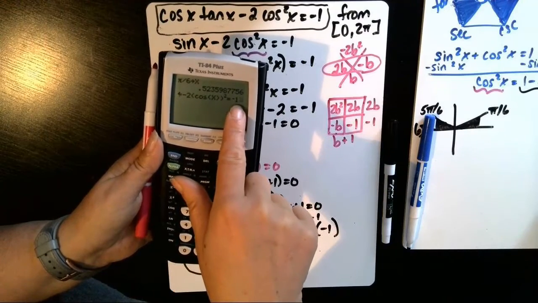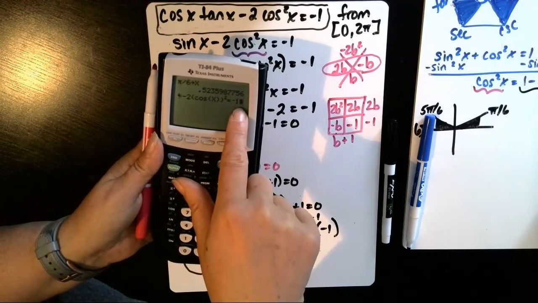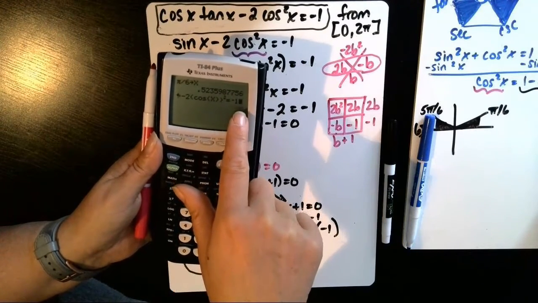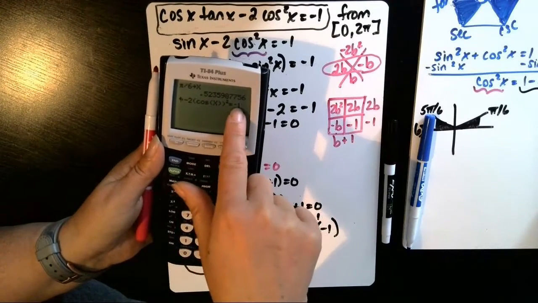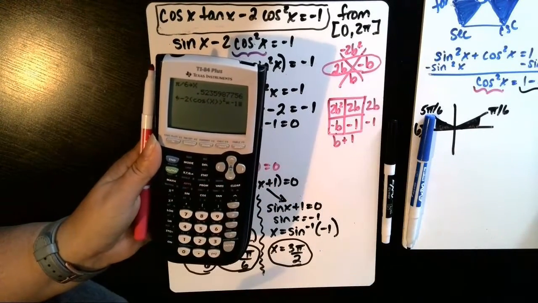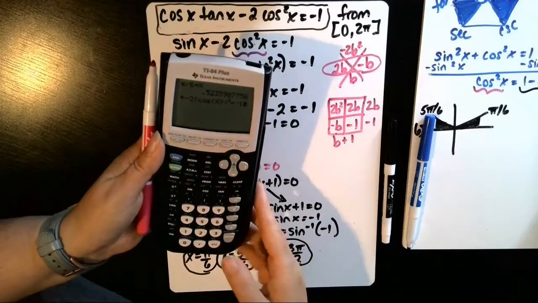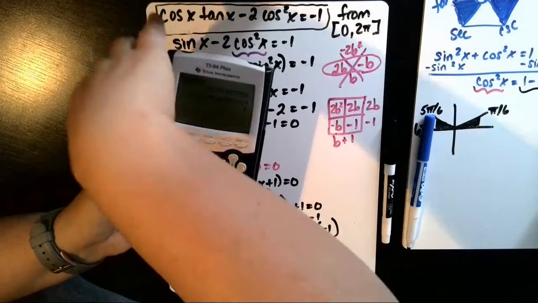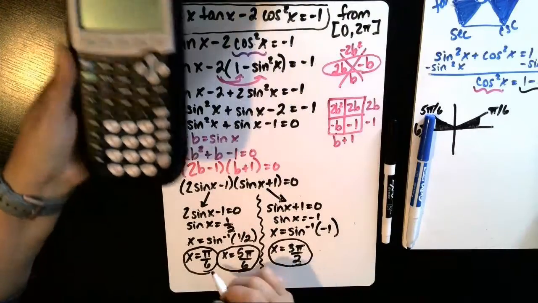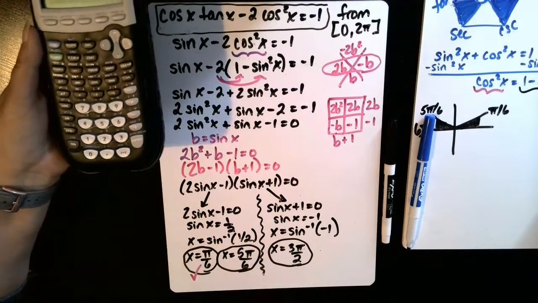When we press enter, if the calculator says 1, that means it checks. If the calculator says 0, that means it doesn't check. And if it says error, that means it might be extraneous, and we'll have to look into that further. So we'll press enter, and we get a 1, which means that pi over 6 checks as an answer.